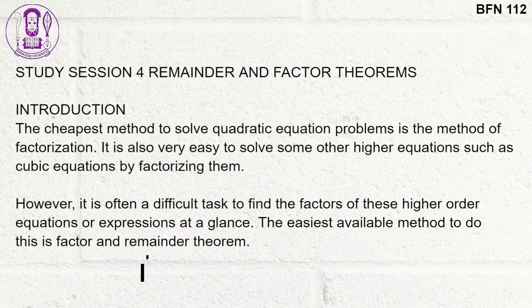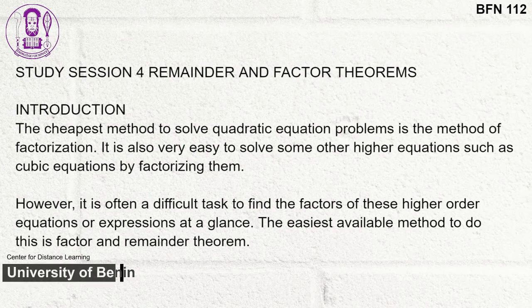Study Session 4, Remainder and Factor Theorems. Introduction. The cheapest method to solve quadratic equation problems is the method of factorization. It is also very easy to solve some other higher equations such as cubic equations by factorizing them. However, it is often a difficult task to find the factors of these higher order equations or expressions at a glance. The easiest available method to do this is the factor and remainder theorem.